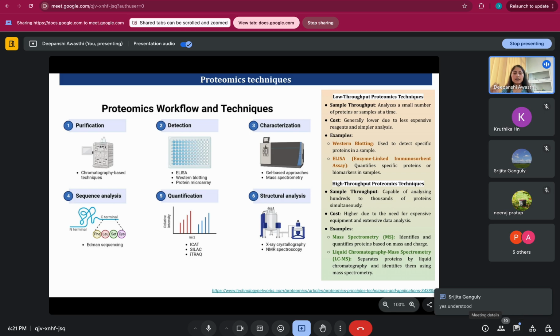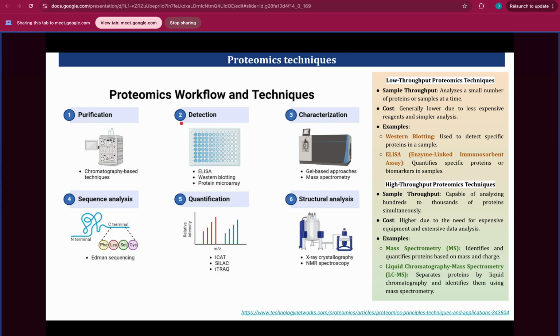As we move further in the slides, you will get more clue about how different techniques are used to look into different things. So this is the overview of all the techniques and the workflow in proteomics. For purification, we go for chromatography based techniques. To detect different proteins, we go for ELISA, Western blotting and protein microarrays. Don't worry, we will discuss each and every technique in later slides.